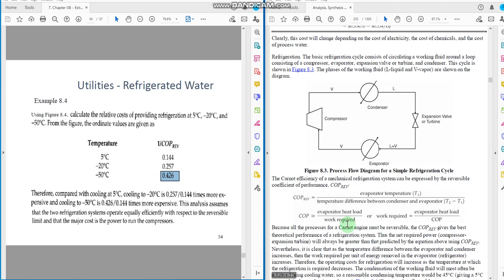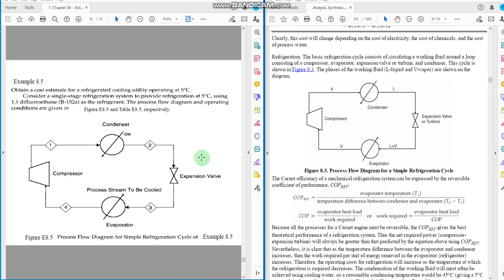required temperature. Now let us see the second example.